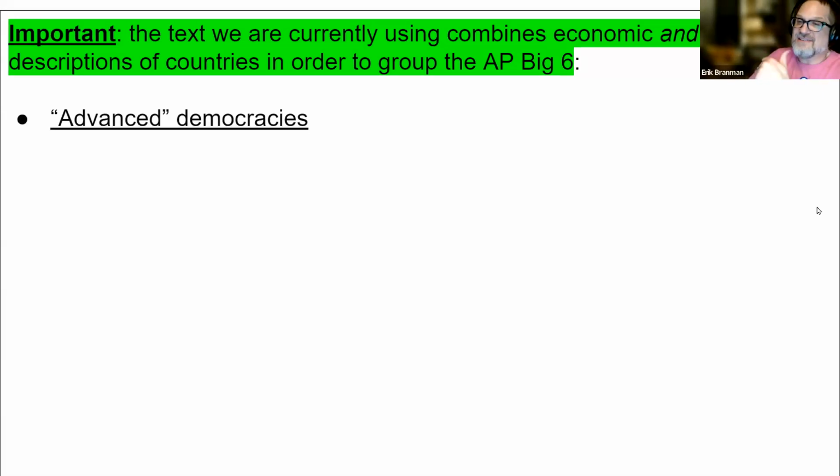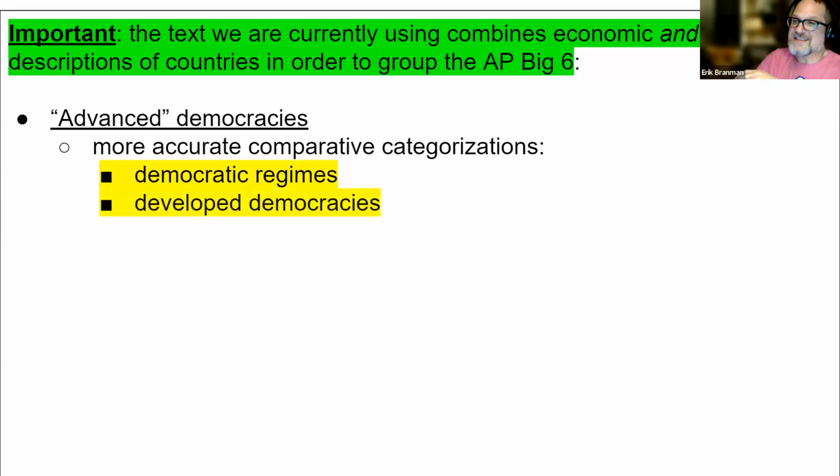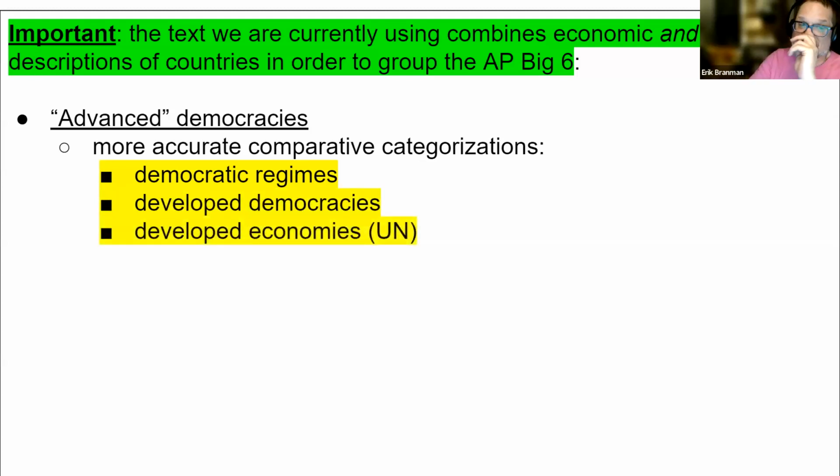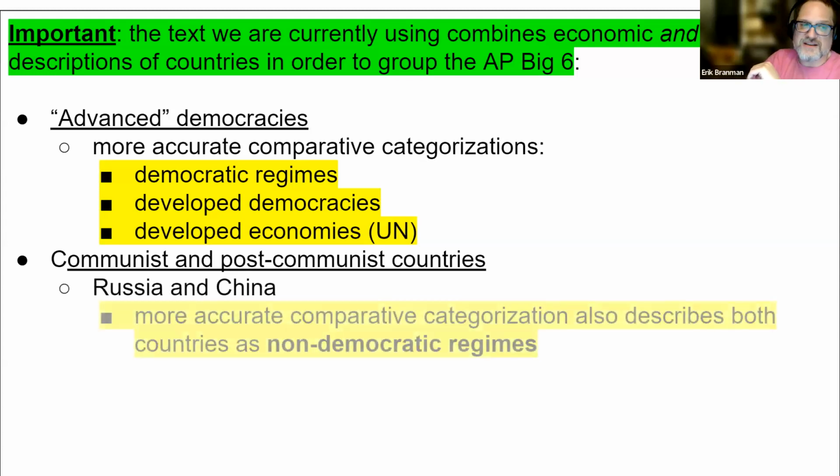The text uses "advanced democracies." I would say that a more accurate categorization would be, instead of advanced democracies, looking at democratic regimes, developed democracies, and developed economies like the UN. Communist and post-communist countries, that's how the text groups countries together. This is Russia and China.